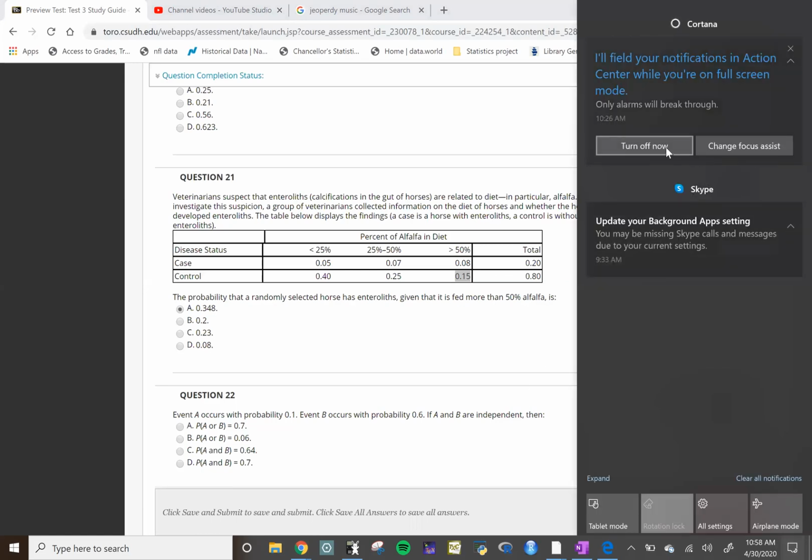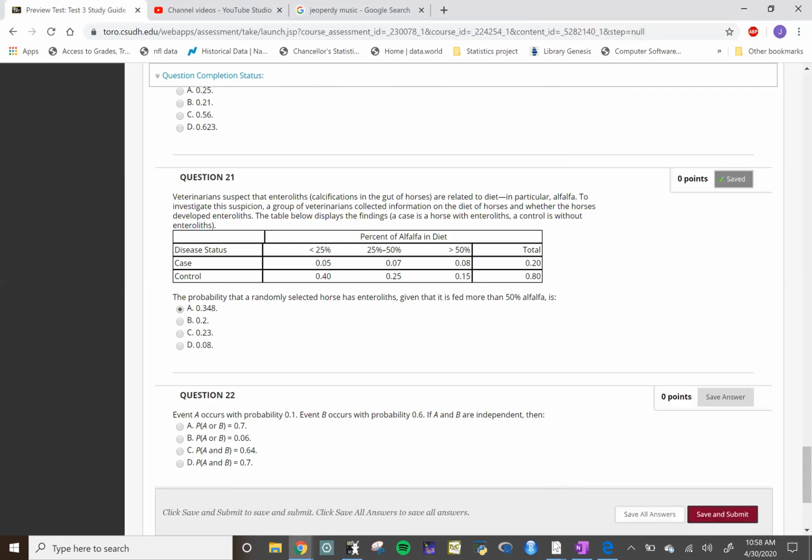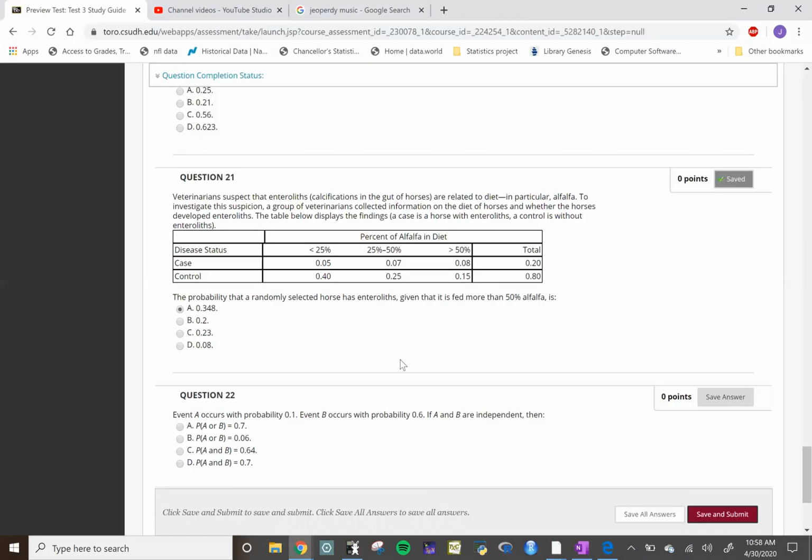Any questions in regard to that problem? So you divided 0.08 by 0.23 and you got 0.034? Correct. Yeah, be on the lookout for "given that." Anytime you see given that, you should know it's a conditional probability, and whatever comes after that is the condition. In this case, the condition is more than 50% alfalfa. That way we select this one.